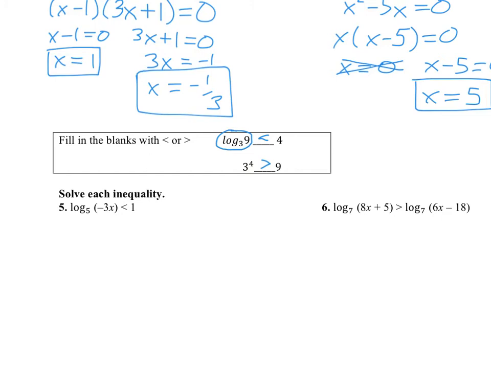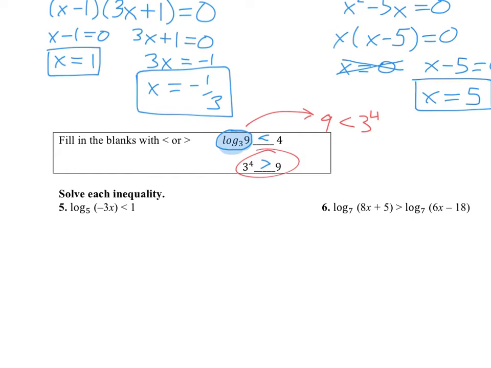So if you're going from log form to exponential form, one thing to remember is if you want to keep the inequality pointed in the same direction, you have to keep the argument on the same side. The argument is the 9 in this case. So if you keep that on the same side that it was on, then your inequality doesn't have to flip around like it did here. So keep the argument on the same side.